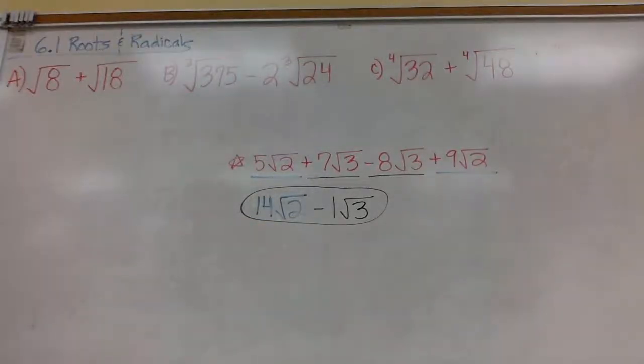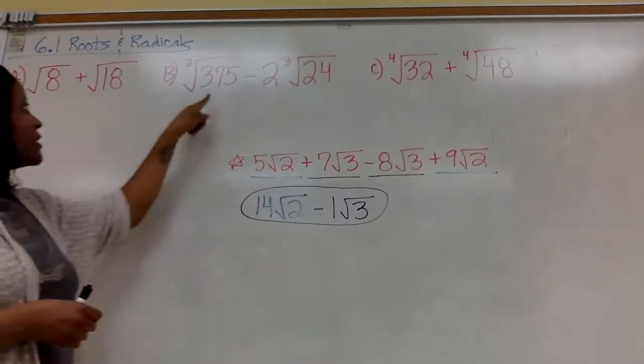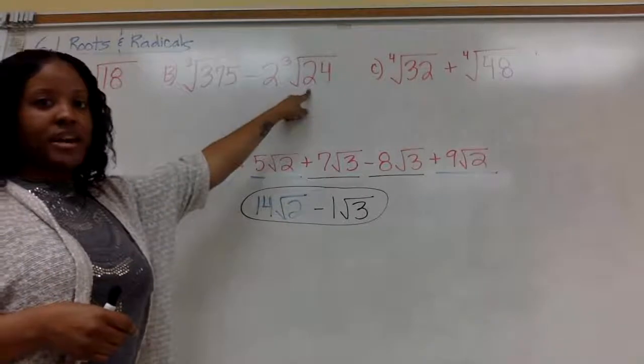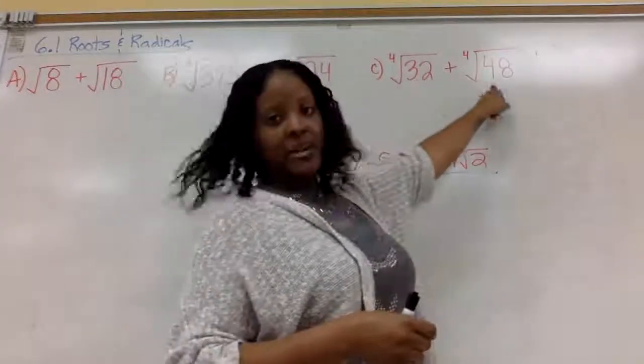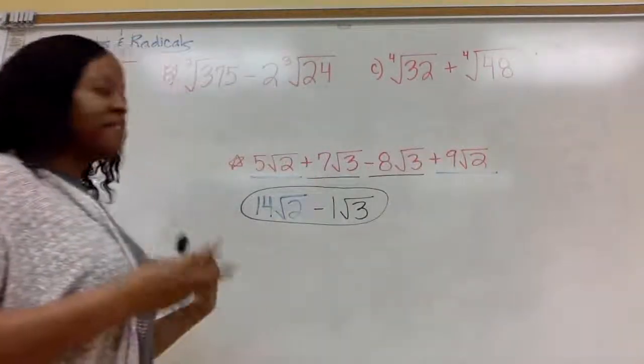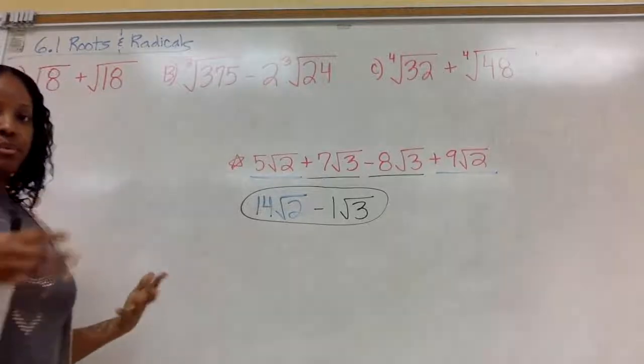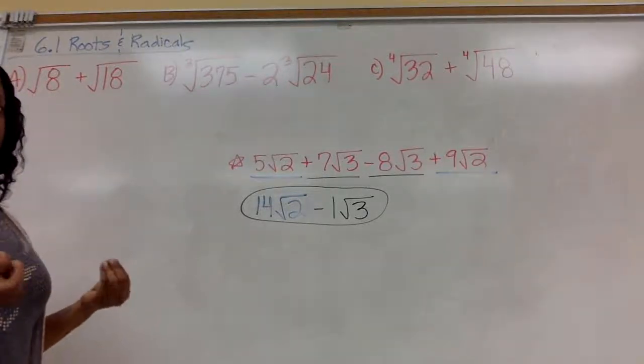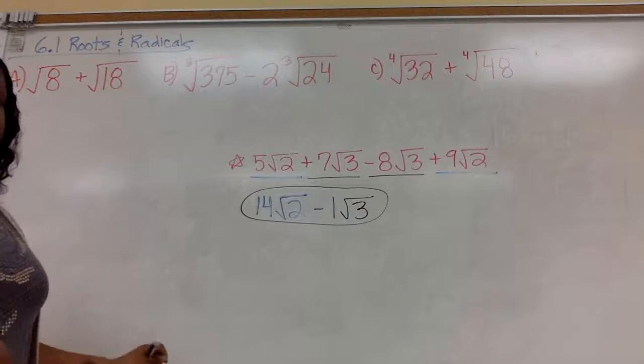So I got 3 problems up here that we're going to have to do. They're going to be a little bit more involved because as you can tell, none of those start with like terms. 8 and 18 are not alike. 375 and 24 are not alike. And 32 and 48 are not alike. So we're going to use our factor trees and skills that we've been building up to break these down and to combine them into like terms.